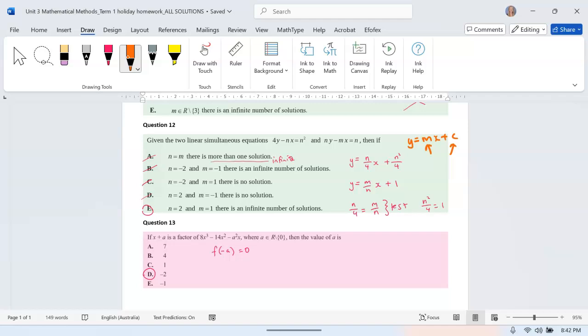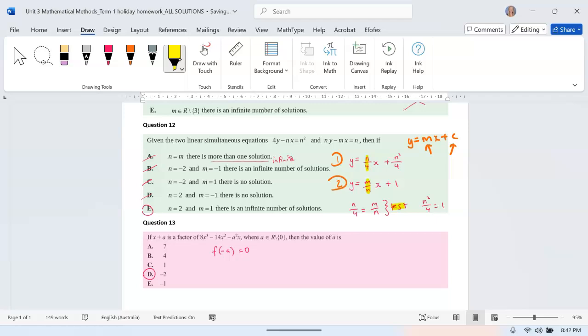So I did that for both equations. Here's equation number 1 and here's equation number 2. And I just tested it. So I took my gradients, here's my gradients here, and you can see I just tested it for different values of n and m.